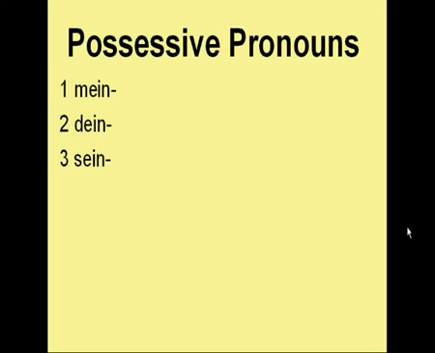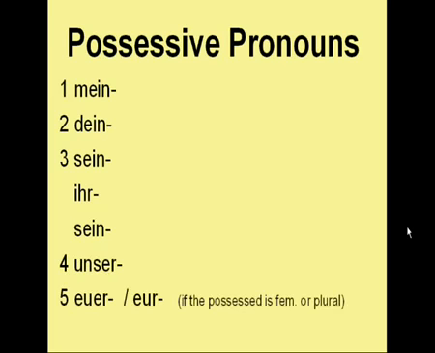For the feminine one, it is ihr. For the neuter one, it is sein. For the first person plural, it is unser. For the second person plural, it is euer or eur. And finally, if the possessor is in the third person plural, we use this word stem, ihr.